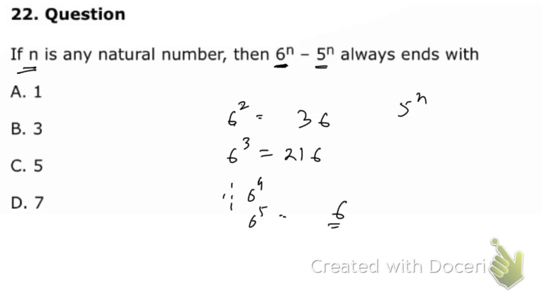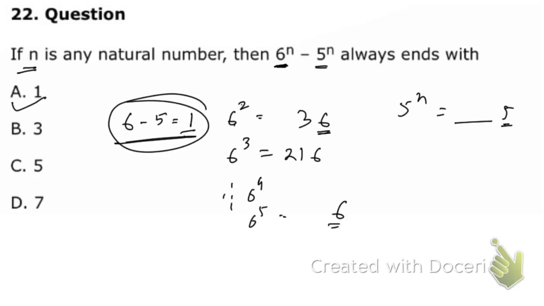Similarly, 5 to the power n also ends with 5, right? So now you see, as they end with 5 and 6, let's take the ending digits. So 6 minus 5 is equal to 1. So that's why your answer is 1. Simply just 6 minus 5, right?